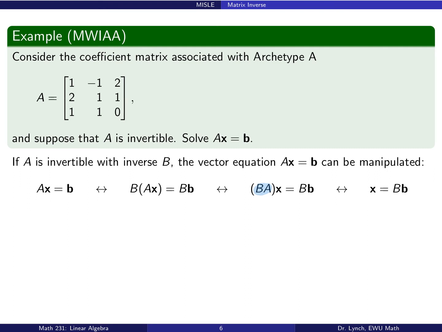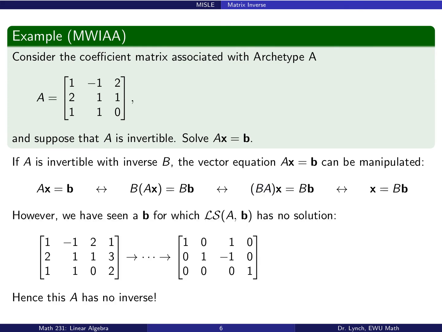However, it turns out that for this particular coefficient matrix, we've seen that there's a B for which our linear system has no solution, right? We found for this particular B, the B1, 3, 2, that reducing to row echelon form leaves a pivot column in the last column. This is indicative of an inconsistent system, which gives us a contradiction to the assumption that A is invertible. Okay, so it turns out that this A has no inverse.